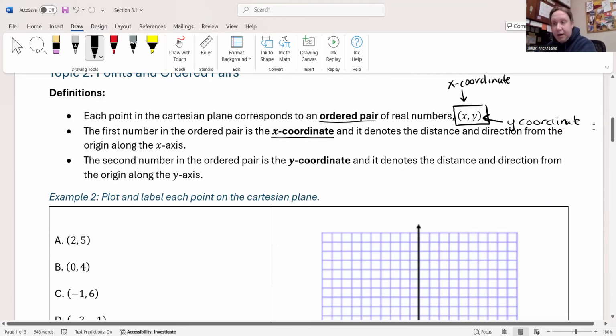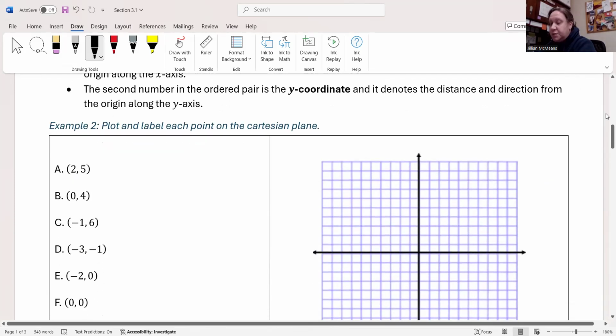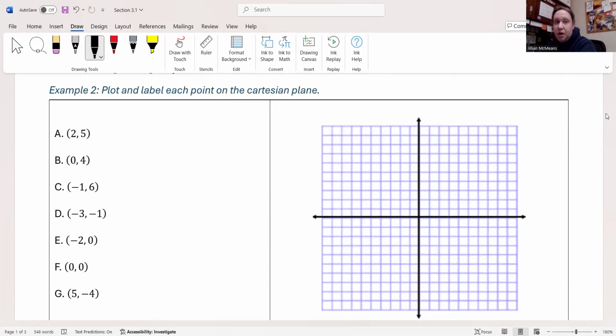Okay, now let's practice. So example 2 says plot and label each point on the Cartesian plane. So our first point here is A. So we want to figure out where A is. We're going to put a point there. To plot a point, you just usually put a dot, and then we're going to label it A. So starting at the origin, I have an x coordinate of 2 and a y coordinate of 5.